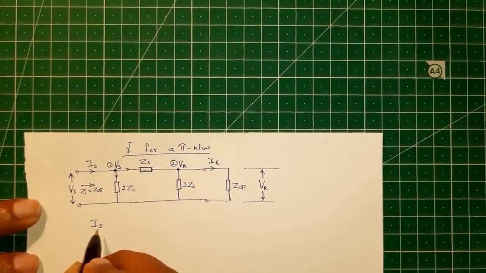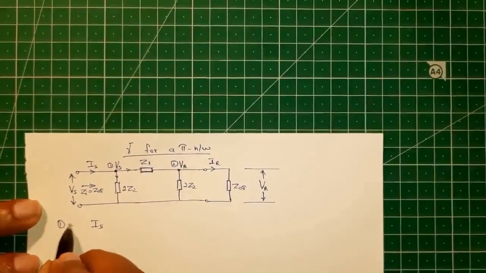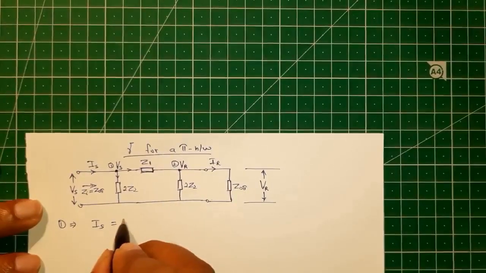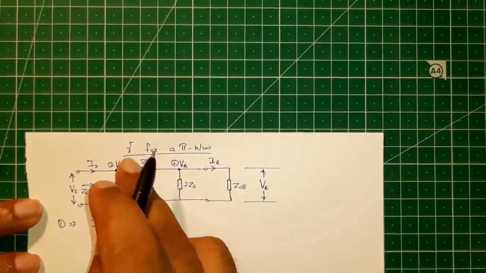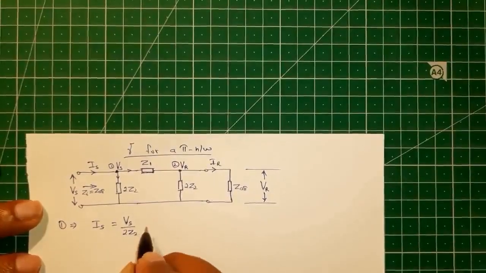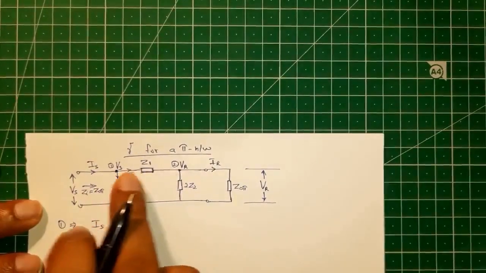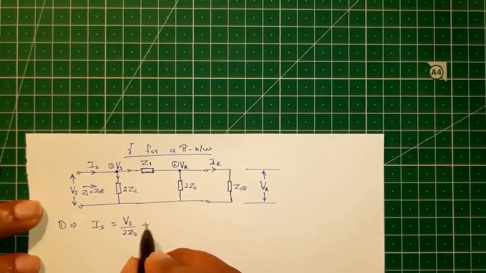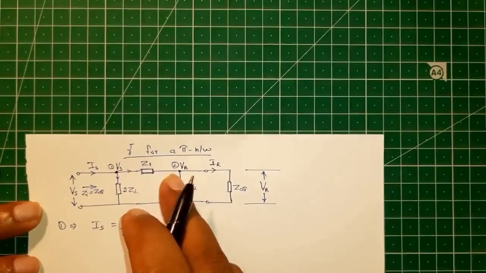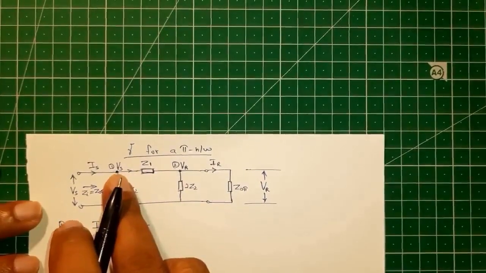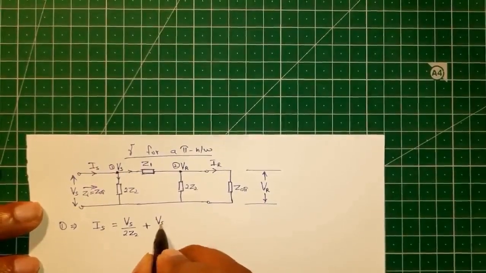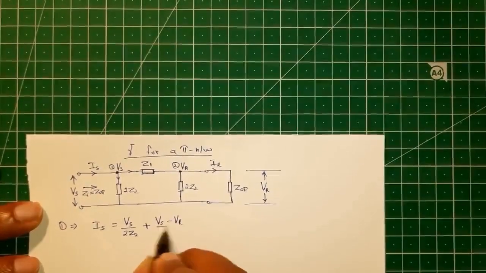So we have at node 1 the incoming current IS, that will be equal to one current that is flowing through 2Z2. So that will be Vs upon 2Z2 plus current flowing through Z1. So what will be this current? The difference of this voltage and this voltage divided by this impedance. So Vs minus Vr divided by Z1.